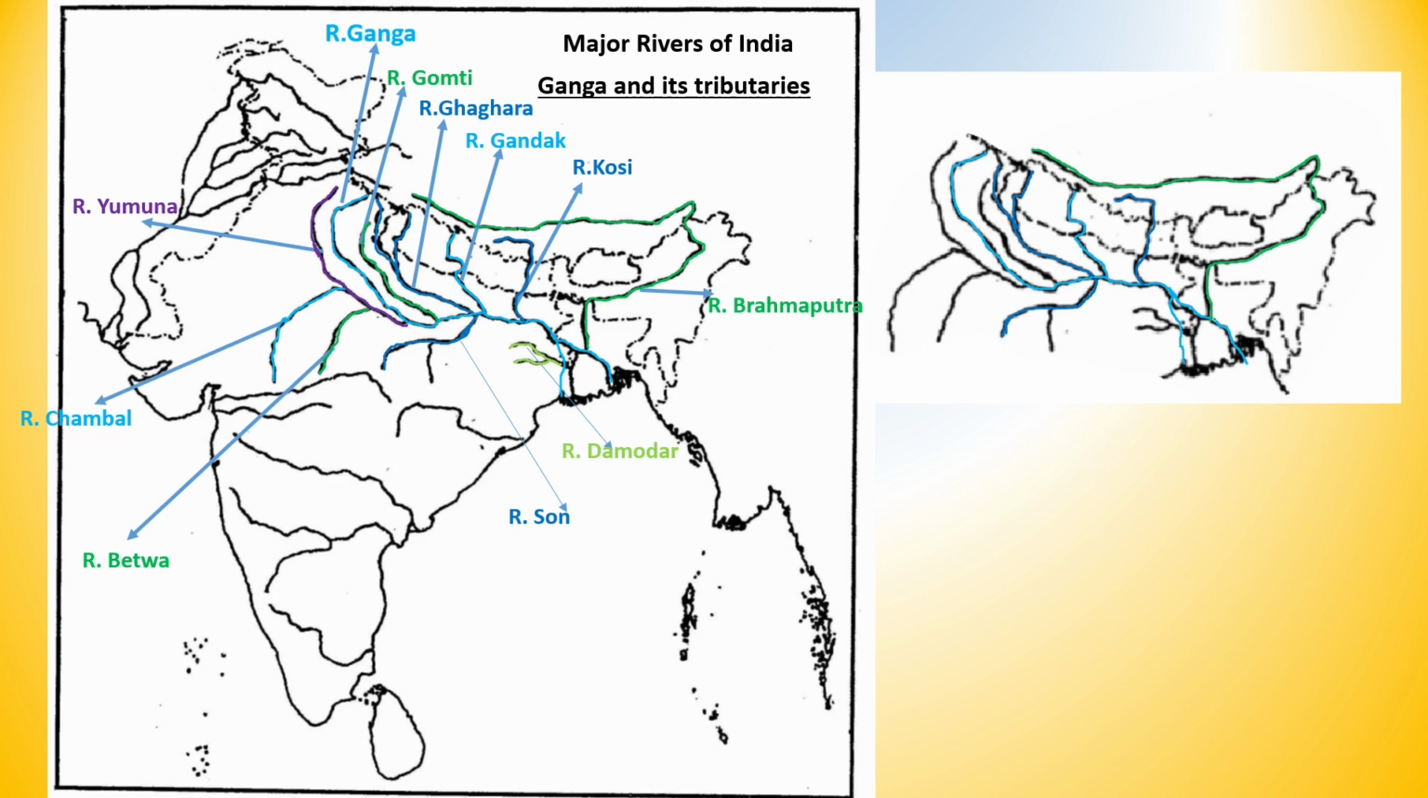So whenever you are asked to mark Brahmaputra, you will show the whole length of the river, but your marking should be pointing towards India, because over here in Tibet it is known as Sangpo, and in Bangladesh it is known as Meghna. Next one is coming river Gomti, that is just eastern side of river Ganga.